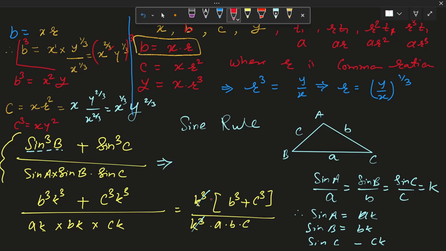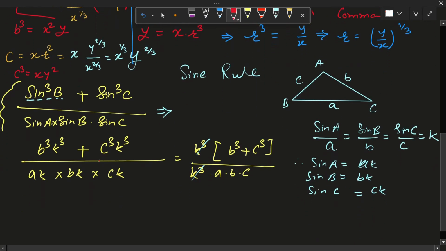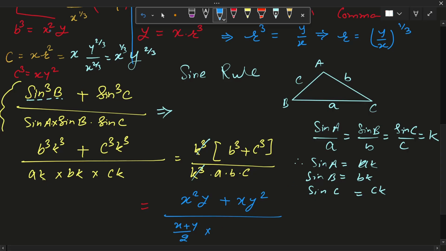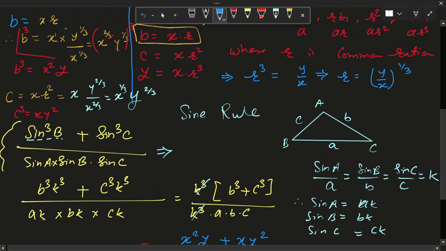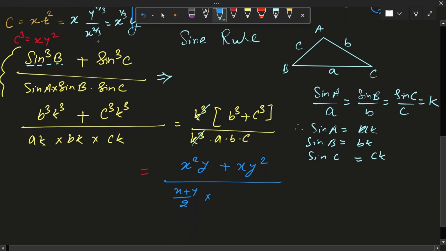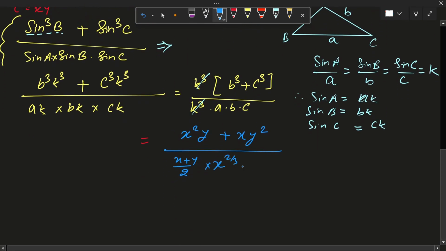c cube is x into y square. Now put those values here, whatever values we got for a, b, c. So it will be b cube is x square y plus c cube is x into y square upon a is x plus y by 2 into b, now what is b, my dear friends? This value is b: x raised to 2 by 3, y raised to 1 upon 3, into c, whose value is x raised to 1 upon 3 and y raised to 2 upon 3.